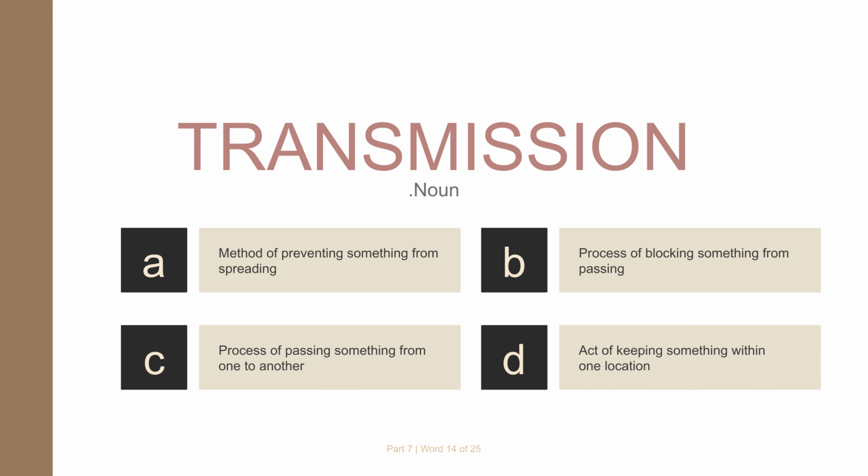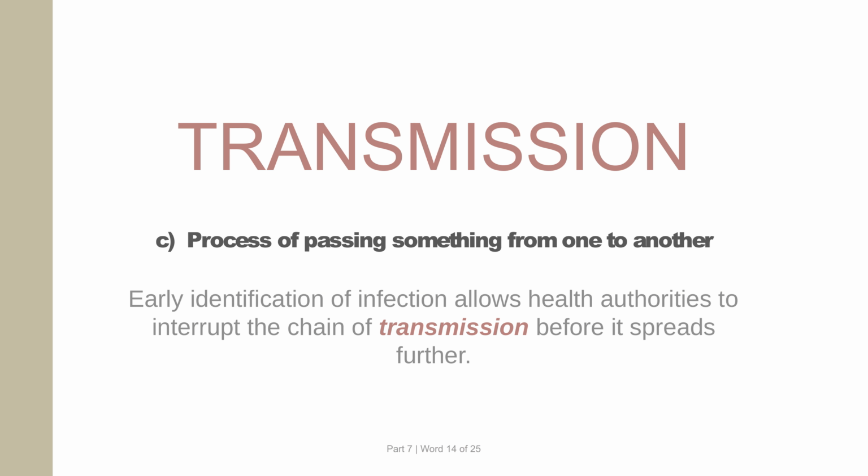Option A. Method of preventing something from spreading. Option B. Process of blocking something from passing. Option C. Process of passing something from one to another. Option D. Act of keeping something within one location. Correct answer, option C. The correct meaning of transmission is process of passing something from one to another. Example: early identification of infection allows health authorities to interrupt the chain of transmission before it spreads further.